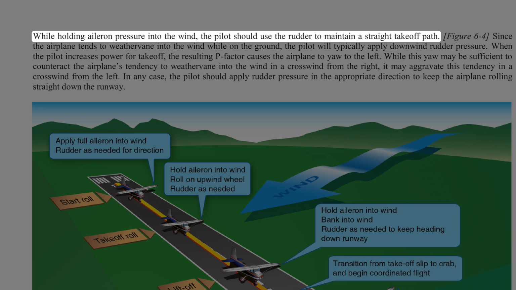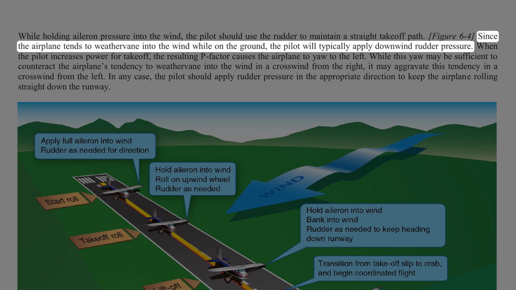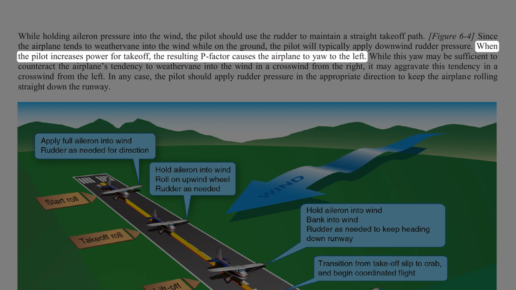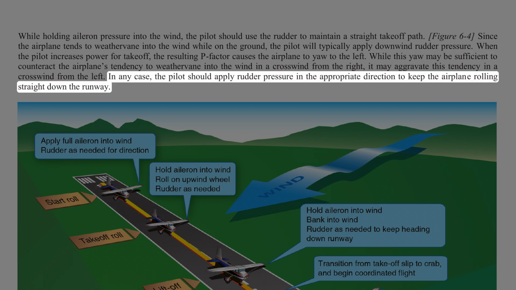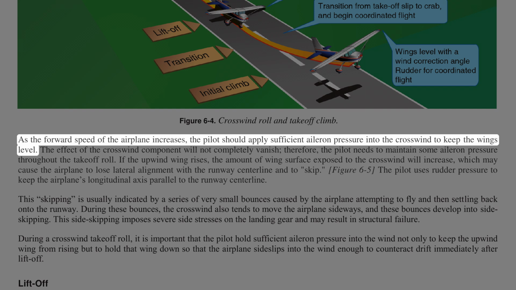While holding aileron pressure into the wind, the pilot should use the rudder to maintain a straight takeoff path. Since the airplane tends to weathervane into the wind while on the ground, the pilot will typically apply downwind rudder pressure. When the pilot increases power for takeoff, the resulting P factor causes the airplane to yaw to the left. While this yaw may be sufficient to counteract the airplane's tendency to weathervane into the wind in a crosswind from the right, it may aggravate this tendency in a crosswind from the left. In any case, the pilot should apply rudder pressure in the appropriate direction to keep the airplane rolling straight down the runway. As the forward speed of the airplane increases, the pilot should apply sufficient aileron pressure into the crosswind to keep the wings level.